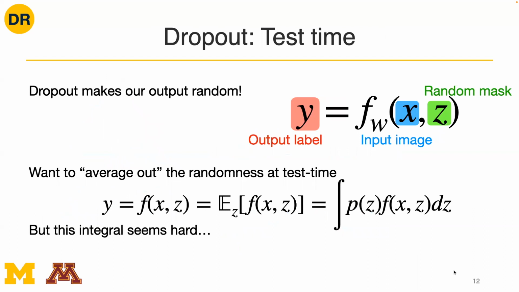At test time, though, the important thing to realize is that if we were to still use dropout as we've defined it at test time, we'll actually now have random output, right?